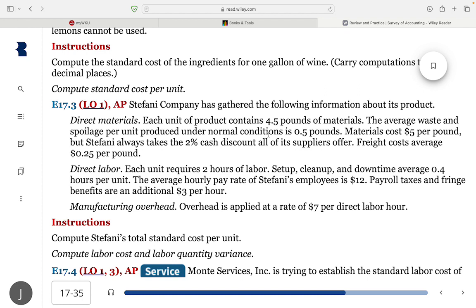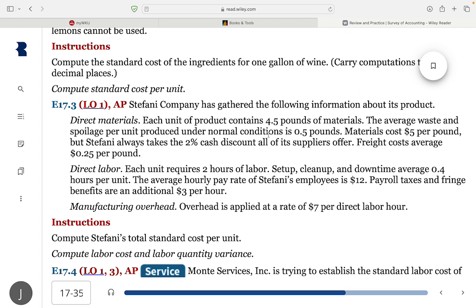Further, there's going to be downtime, right? Because they may have to go to the bathroom, or maybe production hits a snag and they're standing there with nothing to do for a few minutes until production gets rolling again. There's going to be downtime. And so we've got to factor that in as well. So setup, cleanup, and downtime average 0.4 hours per unit. The unit itself requires 2 hours of labor. So that means that the labor we're going to spend on each unit is actually 2.4 hours per unit.